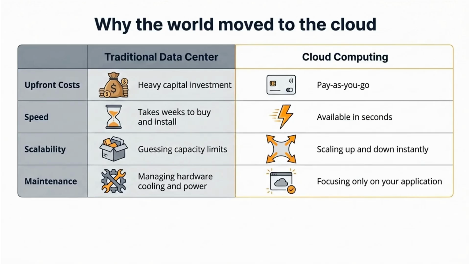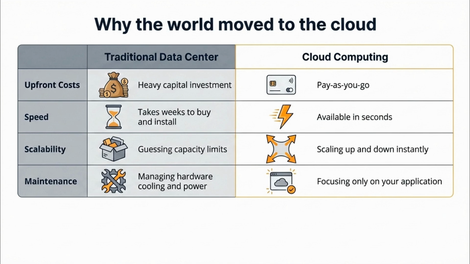The first one is the traditional data center. It has a very huge upfront cost, a heavy capital investment is needed. And as you can see, in cloud computing, if you are using AWS or other clouds, it is pay as you go. You pay for the things which you are consuming. Next is speed. For the traditional data center, it takes weeks to buy and install. In cloud computing, it is available in seconds.